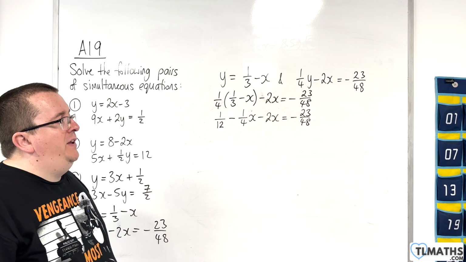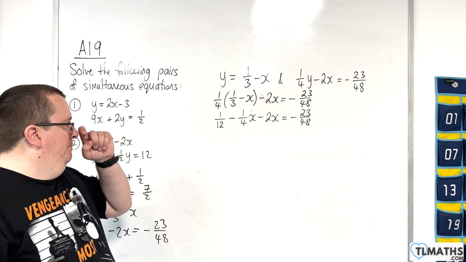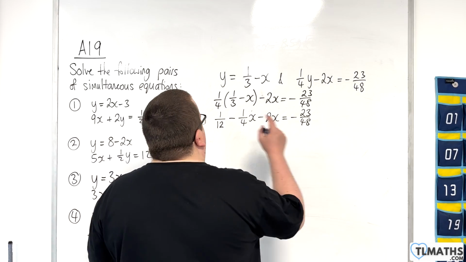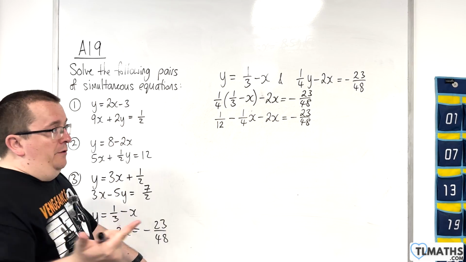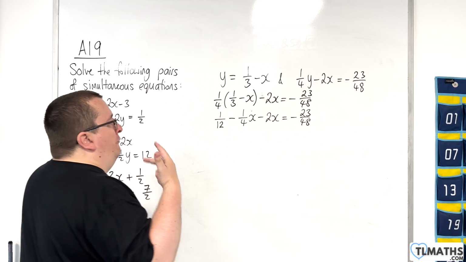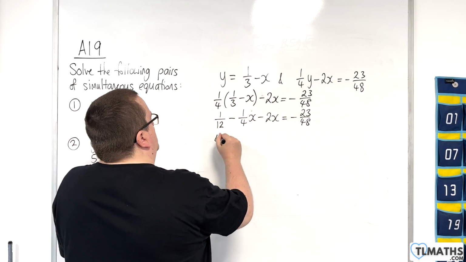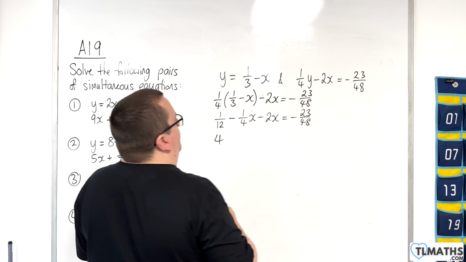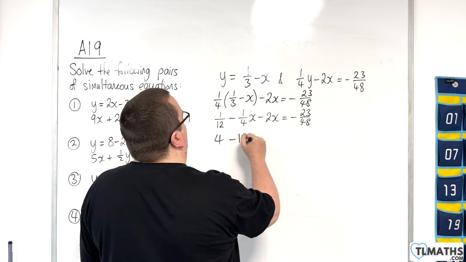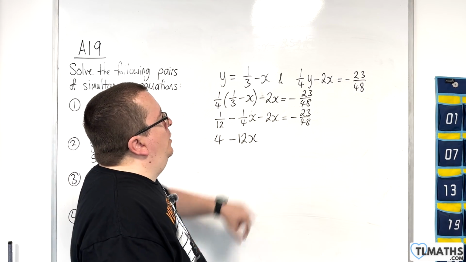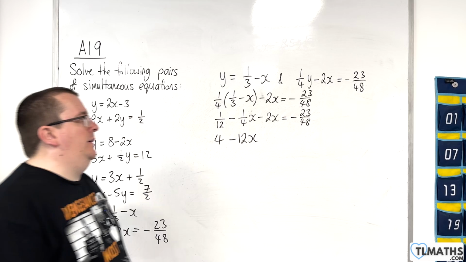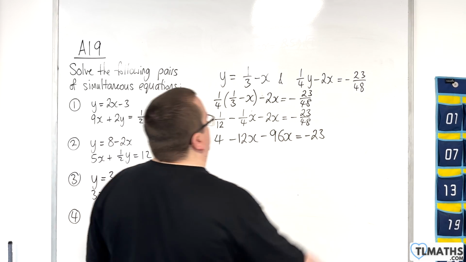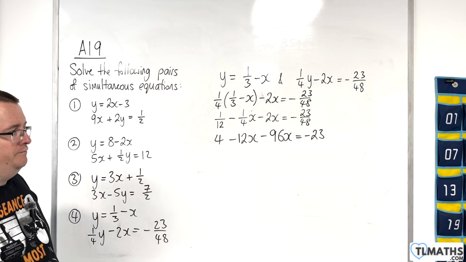Now, multiplying through by 48 isn't ideal, but let's do it, shall we? Let's multiply through by 48. So, 48 is 4 lots of 12. Okay, so 1/12 of 48 is 4. So we're going to get 4 when we multiply that by 48. Now, 1/4 of 48 is 12, so we're going to get minus 12x. 2 lots of 48 is 96. So we're going to have to take away 96x is equal to minus 23. So all the fractions are gone. Lovely.